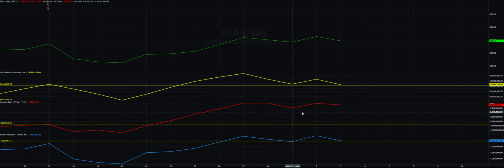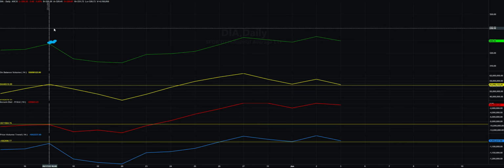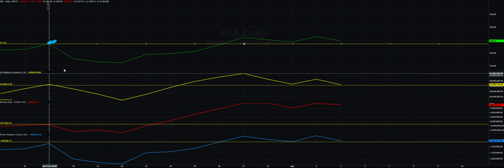As you can see, here was the prior high for the DIA right here. Let's put a horizontal line across the prior high right here. As you can see, price has not broken back below its prior high yet. This is the prior high for the DIA, and this is the on balance volume for the DIA.